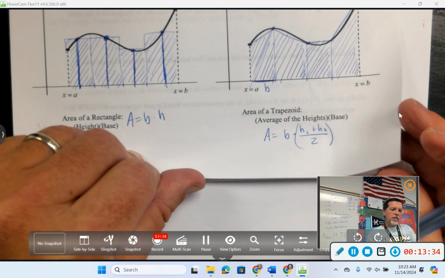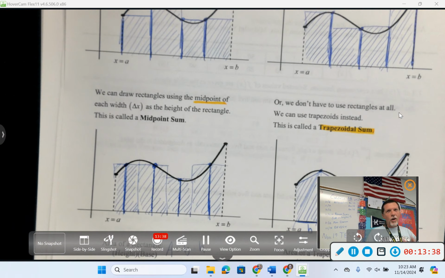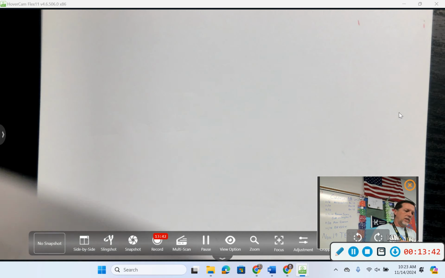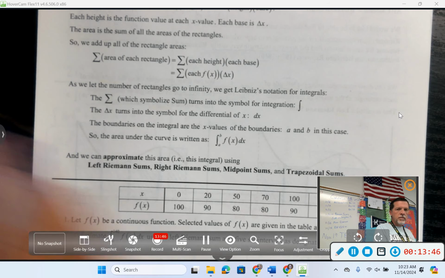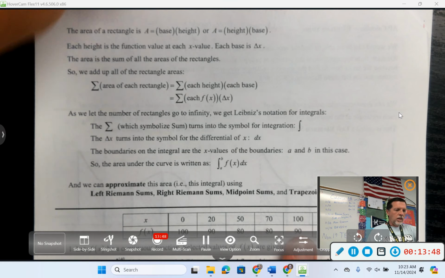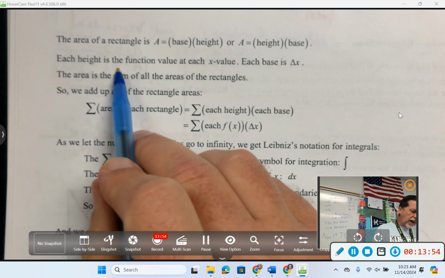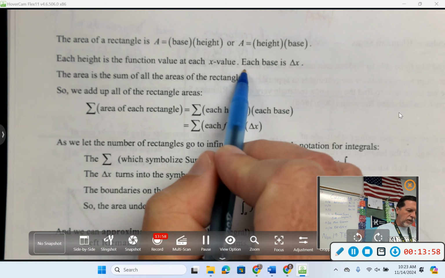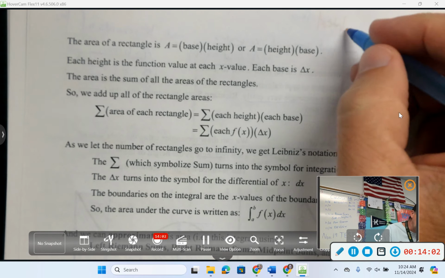Turn the page and things are going to get a little more complicated, but don't forget the fact that all we're doing today is adding up rectangles and adding up trapezoids. Alright, the area of a rectangle is base times height, or height times base. Each height is the function value at each x value. Each base is delta x.